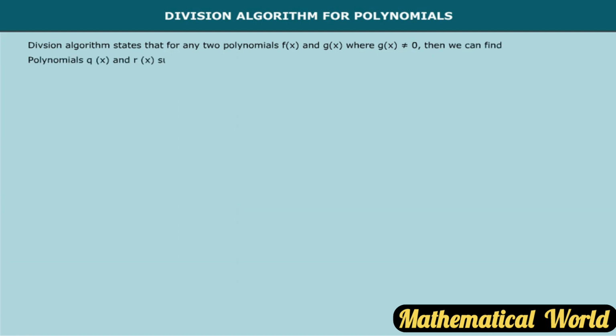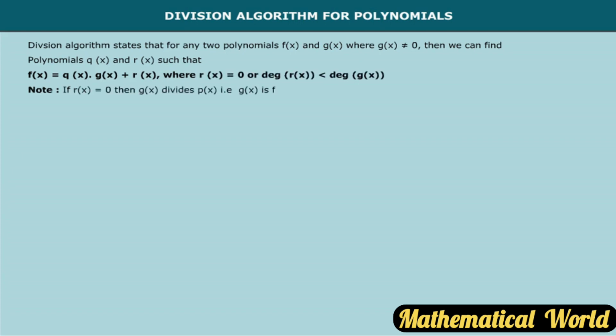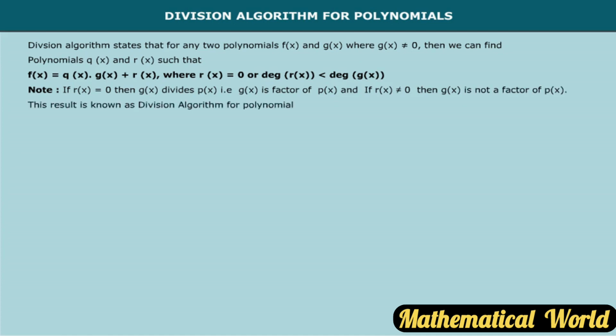In this concept, we will discuss the division algorithm for polynomials. The division algorithm states that for any two polynomials f(x) and g(x), where g(x) is not equal to 0, we can find polynomials q(x) and r(x) such that f(x) is equal to q(x) into g(x) plus r(x), where r(x) is equal to 0 or degree of r(x) is less than degree of g(x). Also, if r(x) is equal to 0, then g(x) divides p(x), and if r(x) is not equal to 0, then g(x) is not a factor of p(x). This result is known as the division algorithm for polynomials.